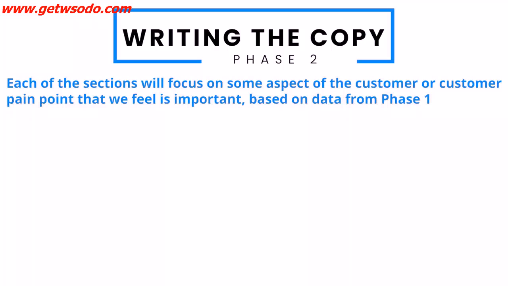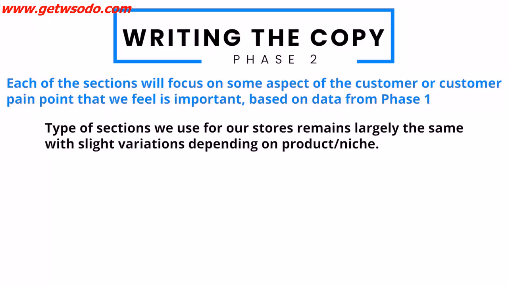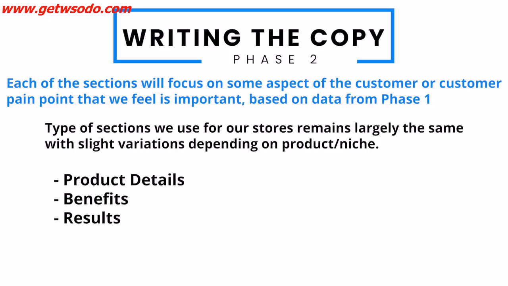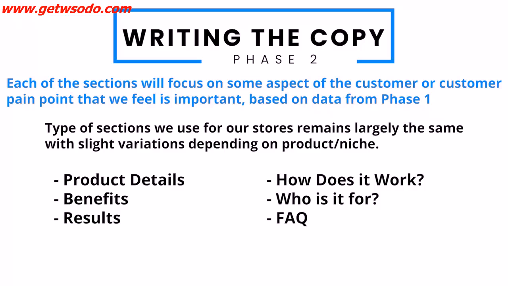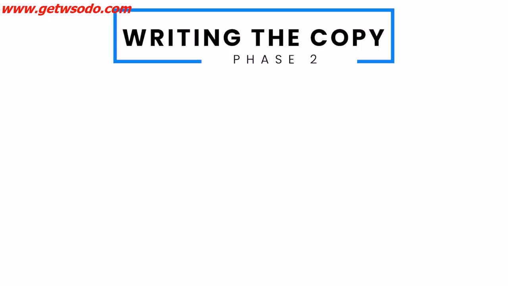Each of the sections will focus on some aspect of the customer or customer pain point that we feel is important, based on the data in Phase 1. The types of sections we will use across our various stores remain largely the same, with slight variations depending on the product or niche. The sections are product details, benefits, results, how does it work, who is it for, and FAQ. So let's jump into the various sections to give you an idea of what the purpose of each is and what type of information you might expect here.